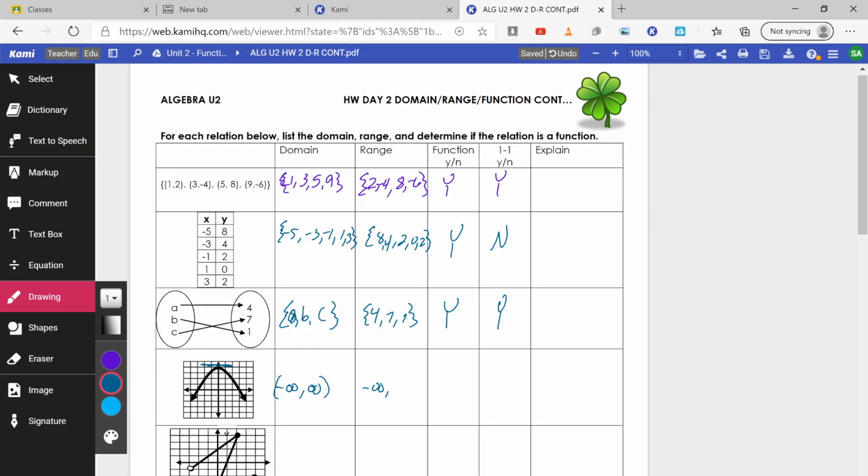Now, do we have a function? Again, for a graph, as long as I pass the vertical line test, we're good, which I do here, so the answer is yes. Do I have 1 to 1? I'm going to draw a horizontal line, and I see that I hit 2 spots, so the answer is no. So this would be a case where I have a function, but it's not 1 to 1.